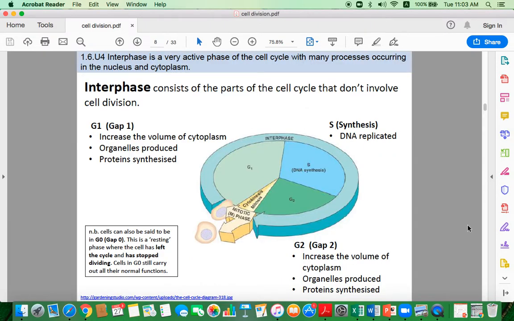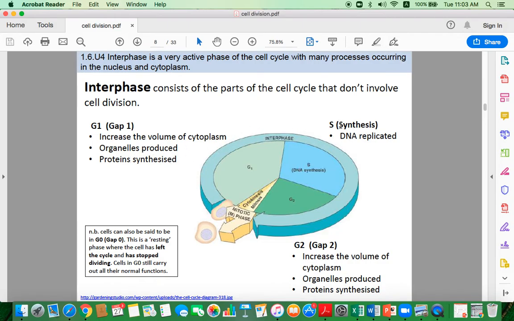The first phase is interphase, which consists of the parts of the cell cycle that don't involve cell division. It's like the preparation of cells. What happens in this preparation? The volume of the cytoplasm increases, organelles are produced, and proteins are synthesized.